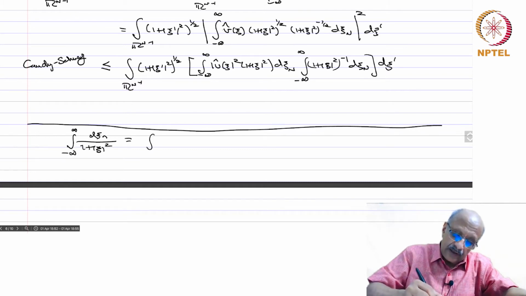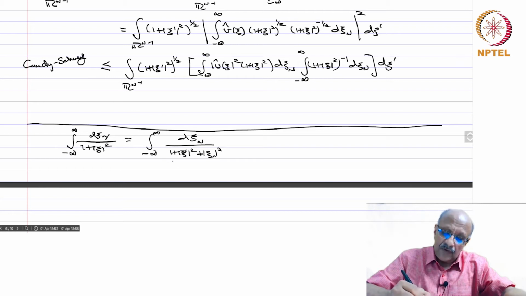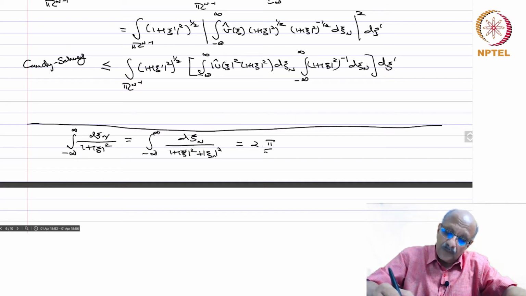This is equal to the integral from minus infinity to infinity of d xi n by 1 plus mod xi dash square plus mod xi n square. So this is like the form a square plus x square in the denominator, that is 1 by a tan inverse x by a, and then you have 2 times 0 to infinity. So that is equal to 2 times pi by 2 into 1 plus mod xi square xi dash square power minus half.